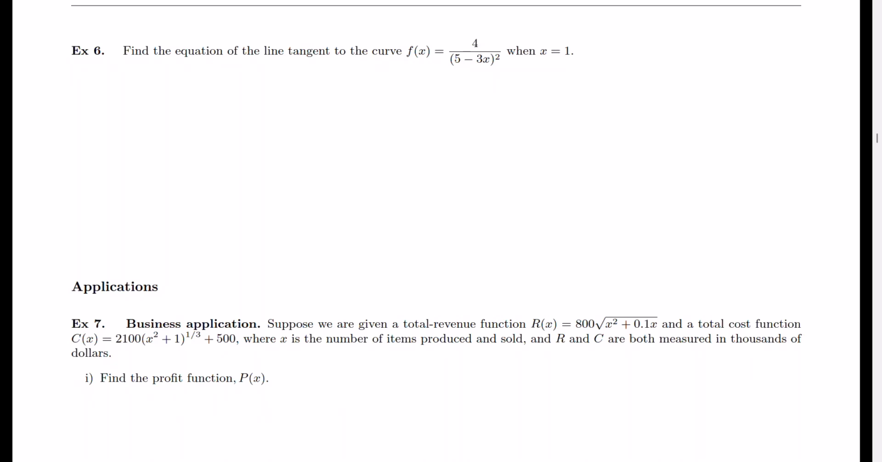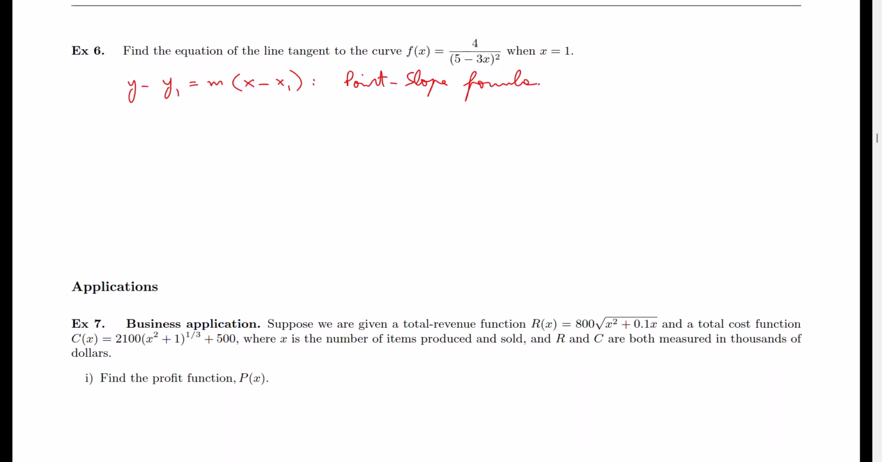When you hear the words find, equation, and line in the same sentence, you will always begin with y minus y1 equal to m times x minus x1. So that's how you find the equation of any line in general. This is known as the point slope formula.